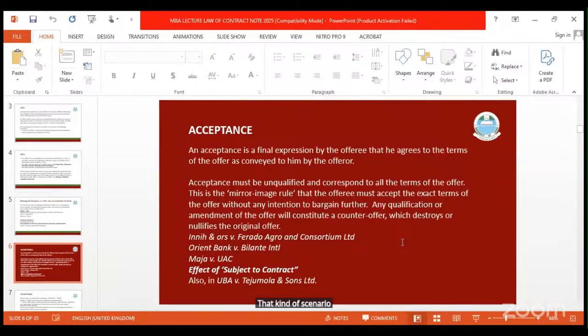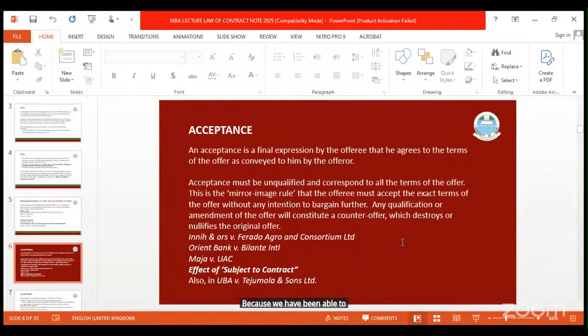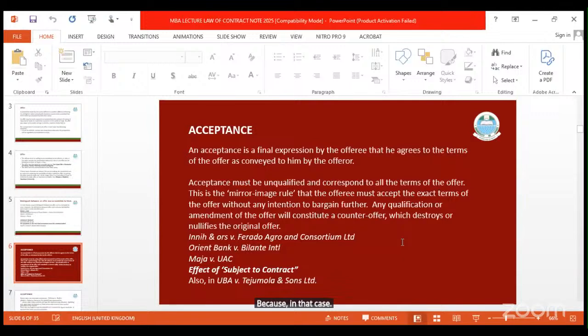Now you could see that the item was displayed. We have already understood that when you display an item in your shop, those are not offers; they are invitations to treat. But if a customer picks a particular item, it's the customer that makes an offer. So at this level, the customer has made an offer. The price for this item is 100,000. But instead of paying the price, the customer now introduces something new. He has changed the price by saying, "I will give 50,000 or 60,000." The amount that the customer mentioned did not correspond with the terms of that offer. At that moment, the whole of that offer has changed.